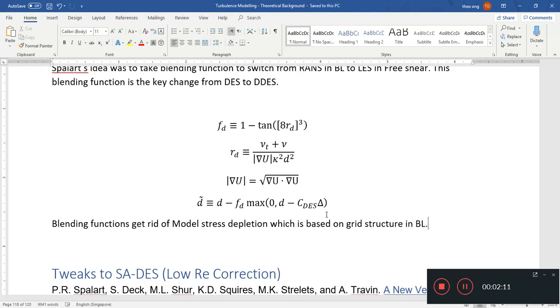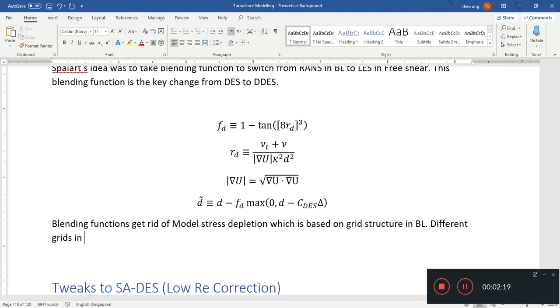It means that different grids in the boundary layer should give more or less the same results, which is definitely what you want. That's the intent of this delayed detached-eddy simulation, which means that you don't want your LES to kick in prematurely, and then have this model stress depletion, and therefore different results.